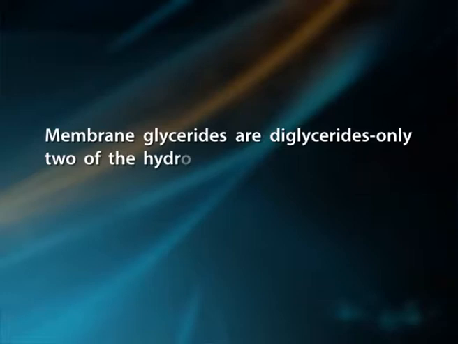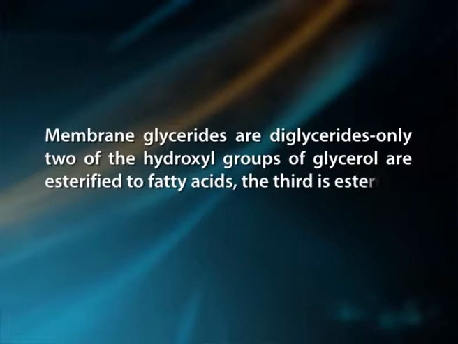Phosphoglycerides. Most membrane lipids contain a phosphate group, which makes them phospholipids. Because most membrane phospholipids are built on a glycerol backbone, they are called phosphoglycerides. Membrane glycerides are diglycerides. Only two of the hydroxyl groups of glycerol are esterified to fatty acids. The third is esterified to a hydrophilic phosphate group.